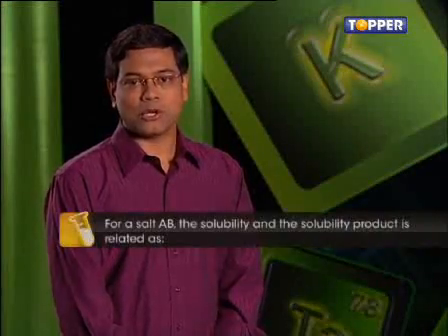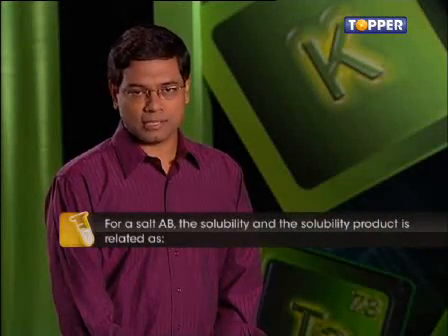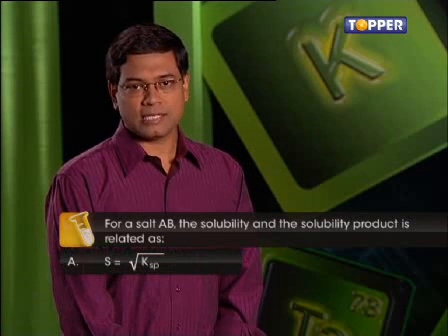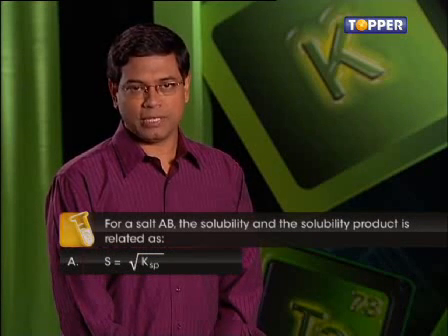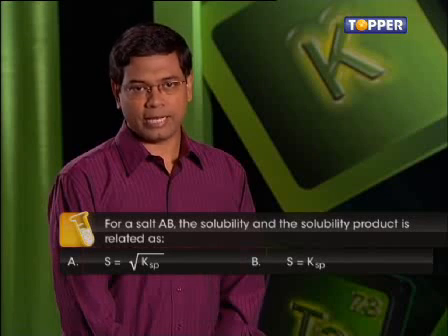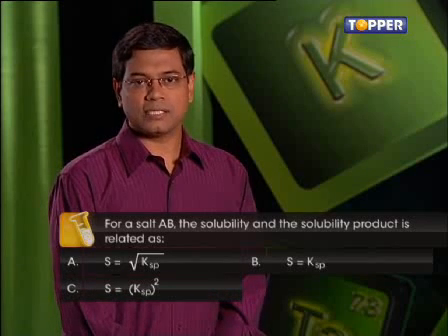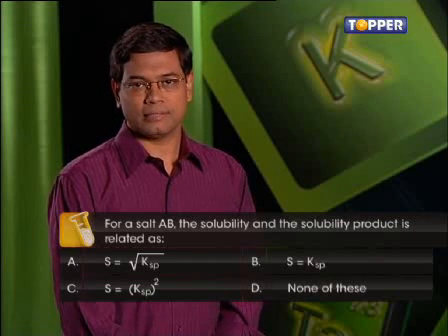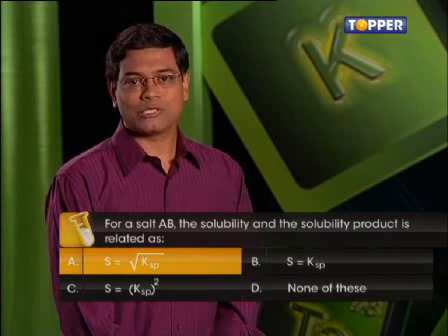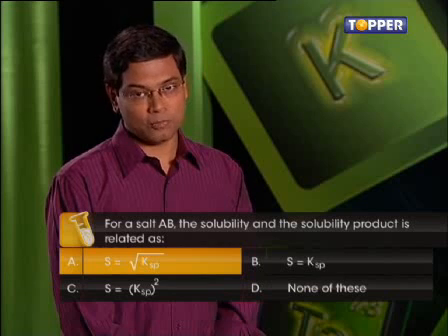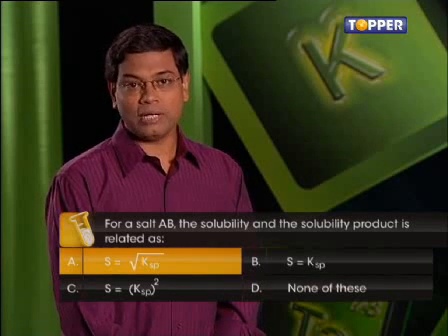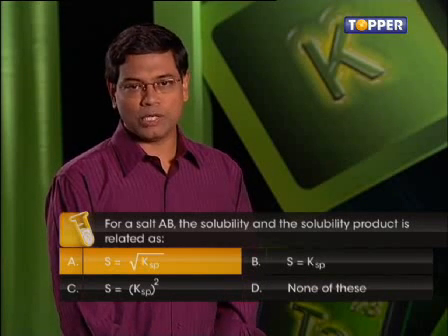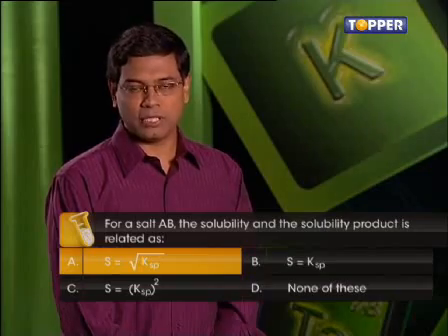Next question. Solubility and the solubility product are related as: A, S is equal to the square root of Ksp; B, S is equal to Ksp; C, S is equal to Ksp squared; D, none of these. The answer is A. Solubility is the square root of solubility product. For a salt AB, solubility is equal to the square root of solubility product. Good going if you have got it right.